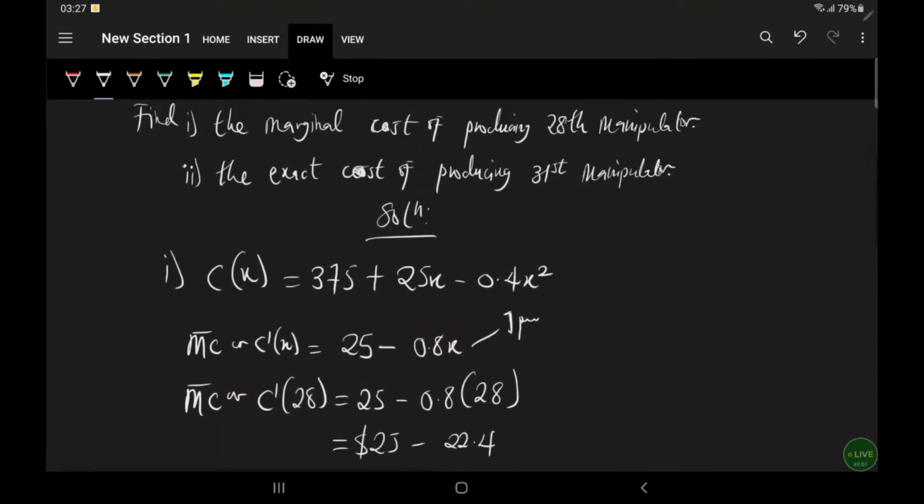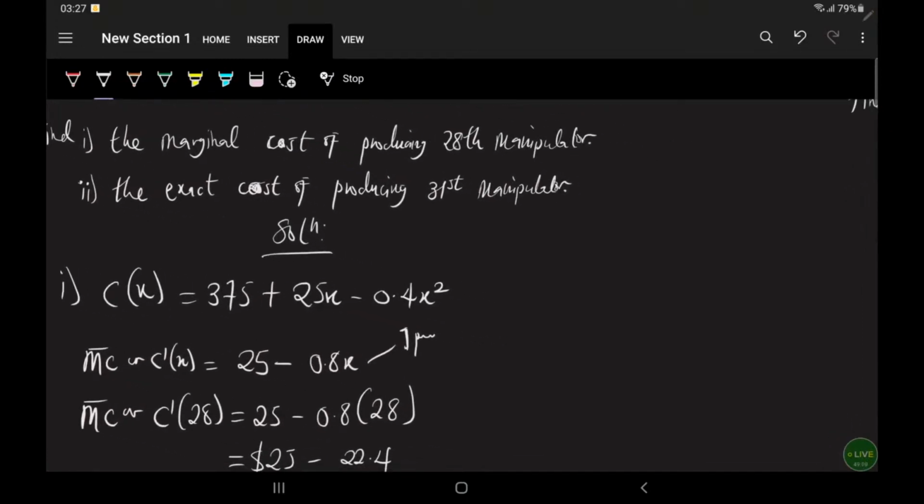Very simple. When it comes to the exact cost of producing, we also have to find the exact cost of producing the 31st manipulator. Once you hear exact cost, it means that we are using the original cost function given in the question. I believe that is clear. So in that way, if you are to produce a 31st manipulator, the business's normal output for a particular period is 30. They produce 30 manipulators, and you are being told to find the 31st manipulator if the need arises. What is going to be the exact cost of producing a 31st manipulator?